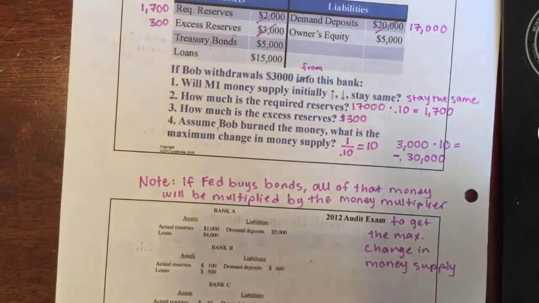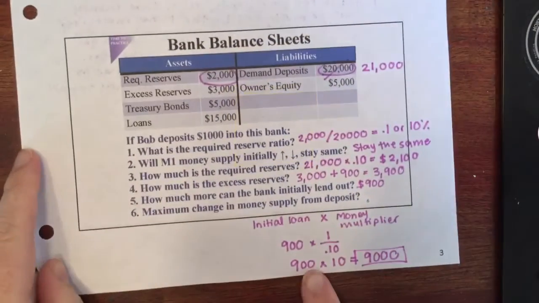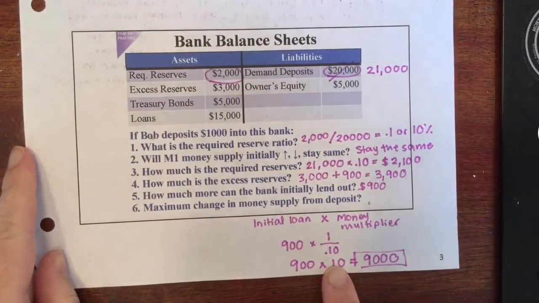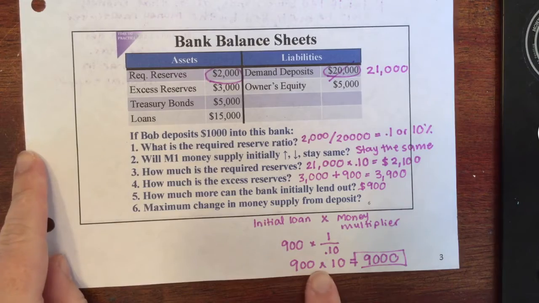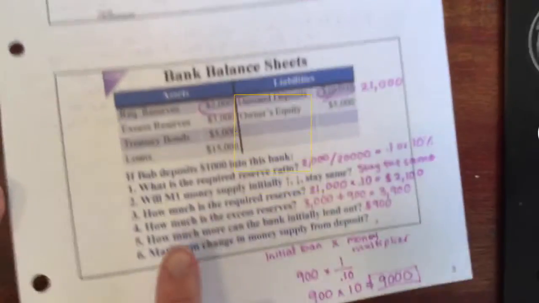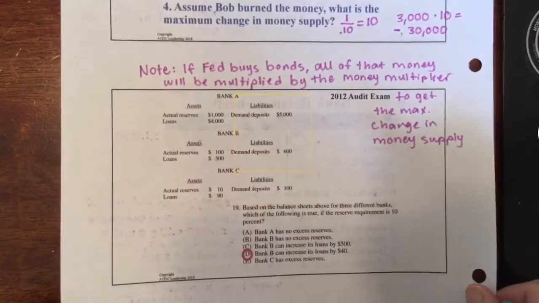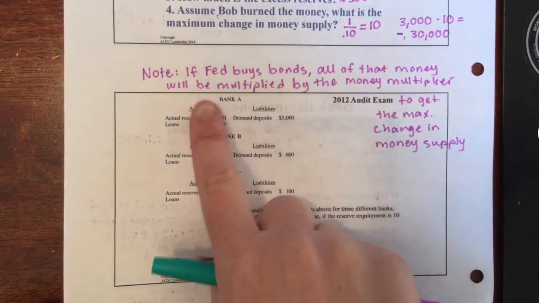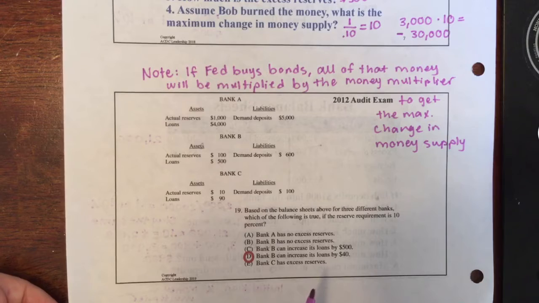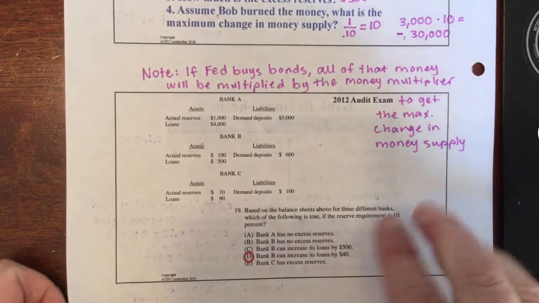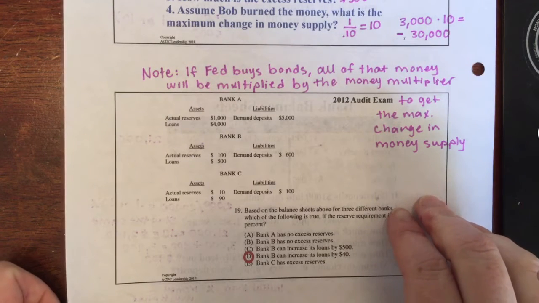I'm going to just flip my page for a minute. We didn't multiply $1,000 by the money multiplier. We had to only multiply the 900, what the bank could loan out. Well, if we're talking about open market operations, meaning the Fed is buying bonds, well, all of that money will be multiplied by the money multiplier to get the max change in money supply.